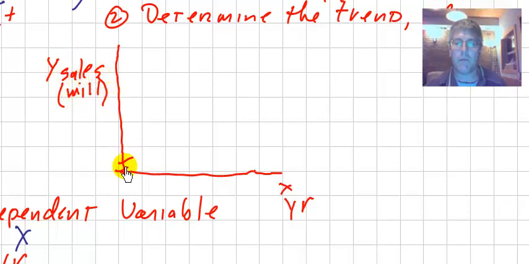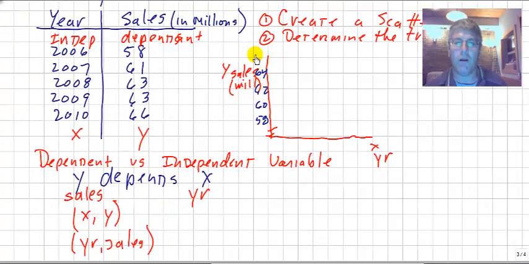Okay, so we're going to have to do a little cut in our graph here and label our x and y-axis, and we're going to start with our sales. I think we'll start right at 58 million, and let's go by twos: 58, 60, 62, 64, 66 million. And the years: 2006, 07, 08, 09, and 2010. So now we can graph. We've got our x and our y.